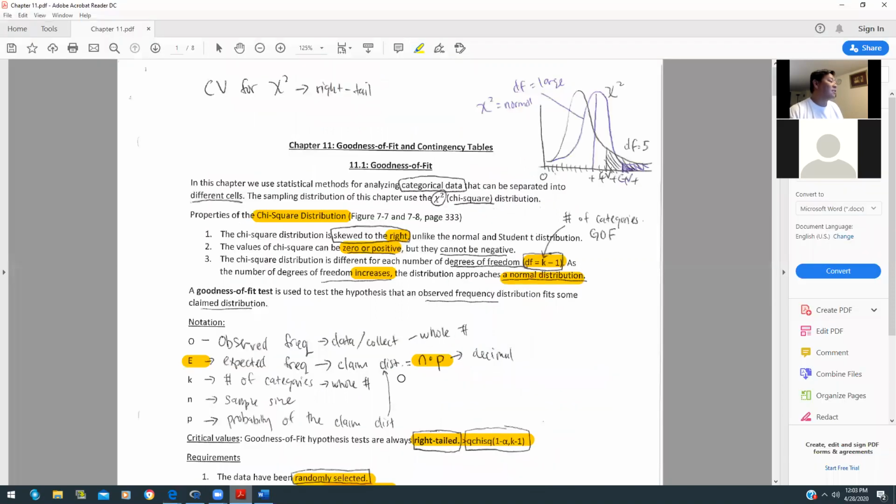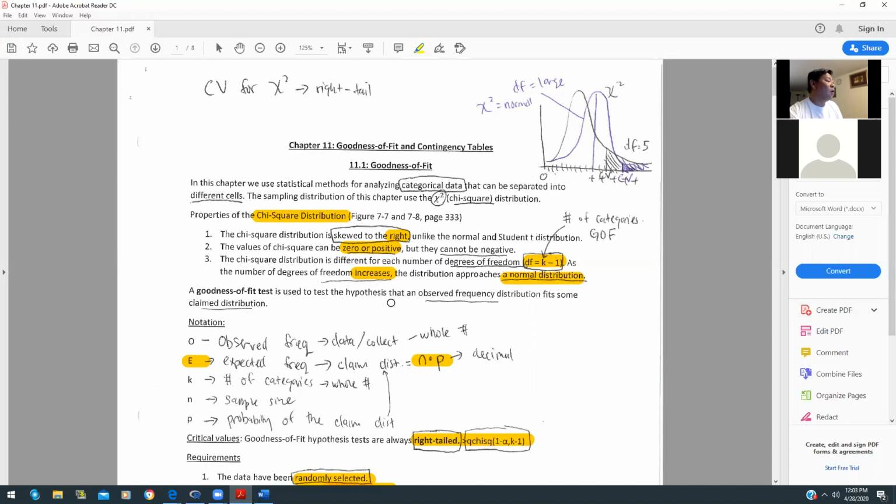So this is the chi-square distribution that you will learn in this chapter. This is all about chapter 11. In chapter 11 we have two types of tests: one is called a goodness of fit test, and one is called a test of independence, and then we have a test of homogeneity. So actually there are 3. What is the difference between a goodness of fit test, a test of independence, and a test of homogeneity?